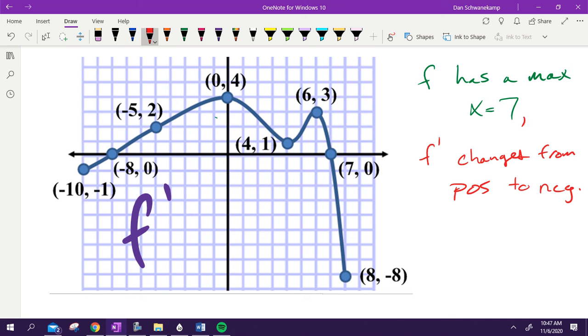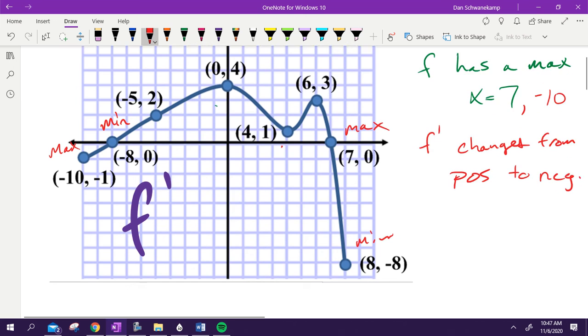X equals 7. Technically, negative 10 is a max as well. That is not what I'm going to do today because today I'm asking about relative maximums and minimums. This is a min. This is a max. Endpoints could be mins or maxes as well. If you label those and you know that they alternate, you know that this is going to be a max and that's going to be a min. We'll do that more in the future, but just heads up.